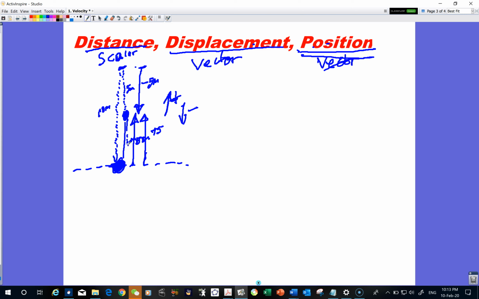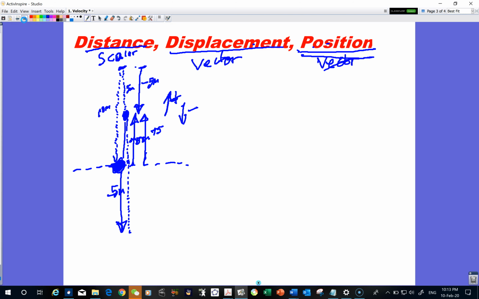And when will position be negative? When the object comes down and then moves below that point. The position will be the vector from the original point to where it is now. Let's say it is 5 meters down. The position now will be minus 5 meters. So position and displacement are both vectors, but distance is a scalar quantity.